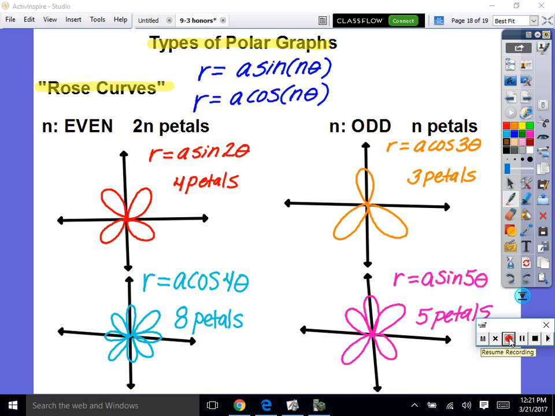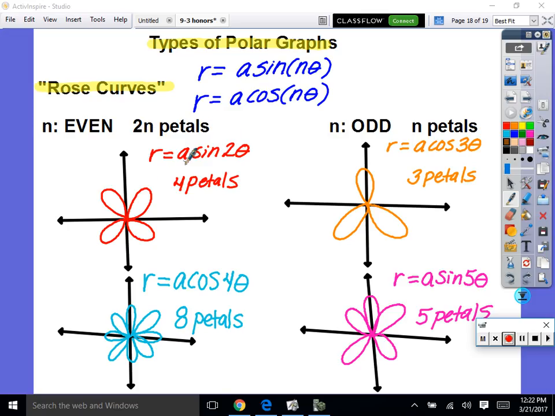These are the fun ones. These are called rose curves because they have petals. So this is a rule it actually is useful to know. If it has the form r is equal to a sine of n theta, or r is equal to a cosine of n theta, so we have an n in front of theta, then if n is even, it'll have 2 times n petals.